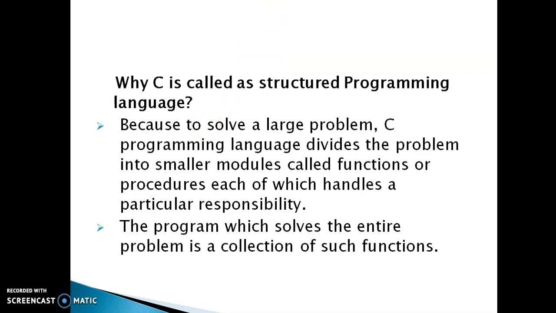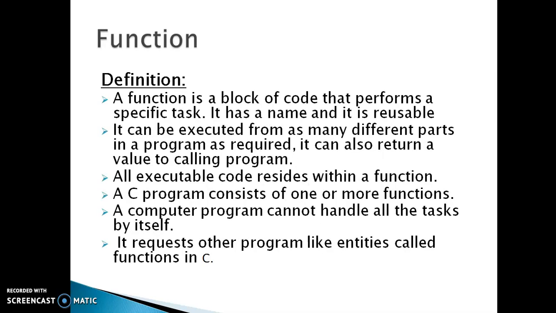As we have discussed, why is C called a structured programming language? Because it is going to solve a larger problem. The C programming language divides the problem into smaller modules. These modules are called functions or procedures, and each of them handles a particular responsibility. The program which solves the entire problem is a collection of such functions. So C is a structured programming language, and this is possible because of functions.